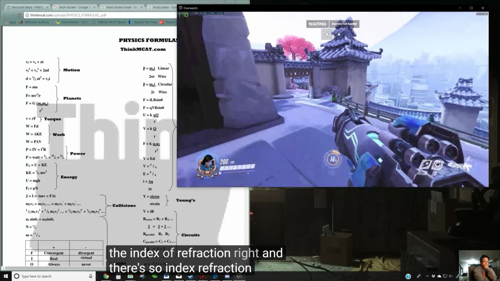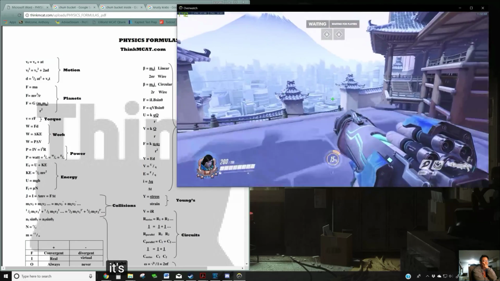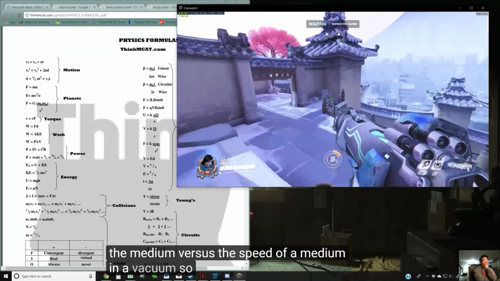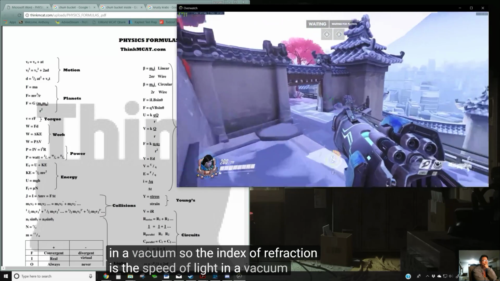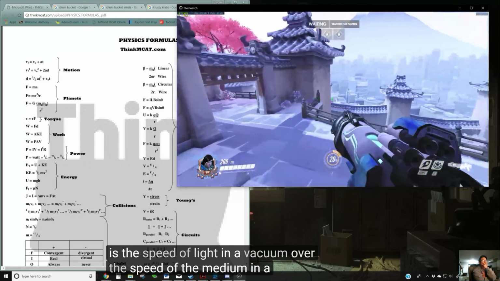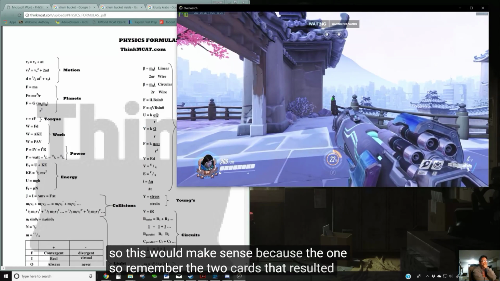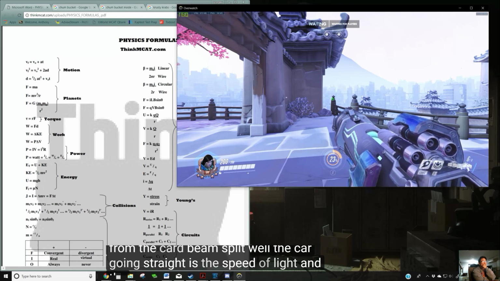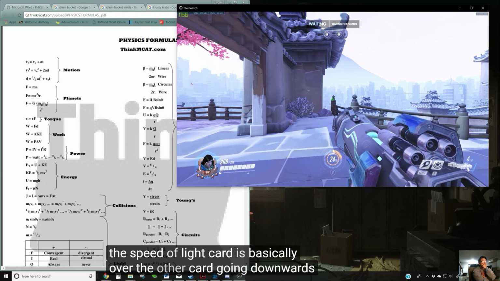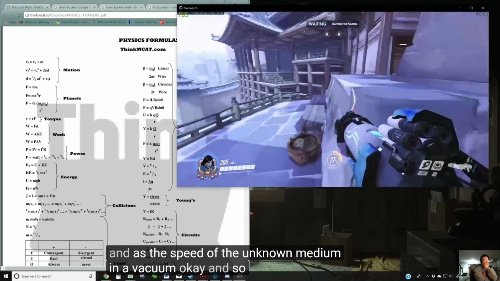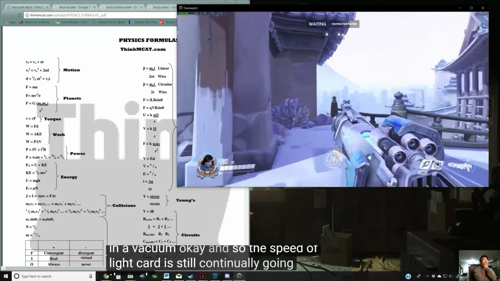Index of refraction is basically the speed of light in a vacuum over the speed of light in the medium. This makes sense, because remember the two cards that resulted from the card being split? The card going straight is the speed of light, and it sits over the other card going downwards, which is the speed in the unknown medium. Okay.